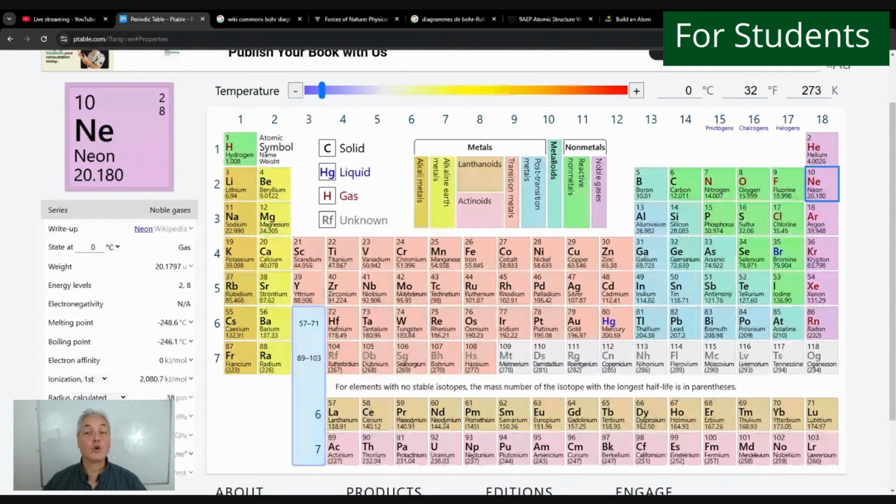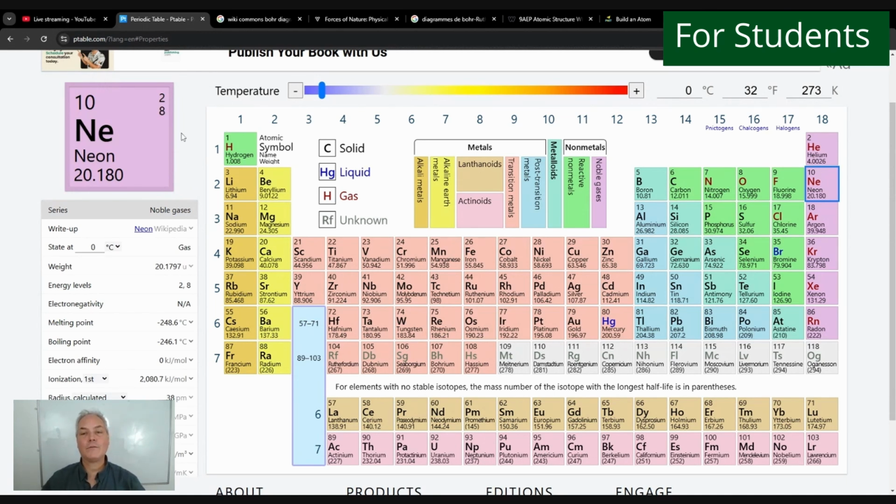Now, when we think of rows on a periodic table, we can also call them periods. So here, we look at the number: the first period is the first row, the second period is the second row, and the third period is the third row. So period is a good one to know.